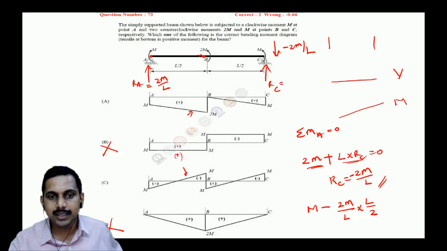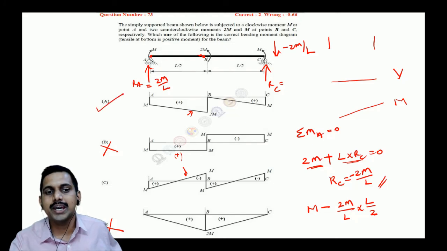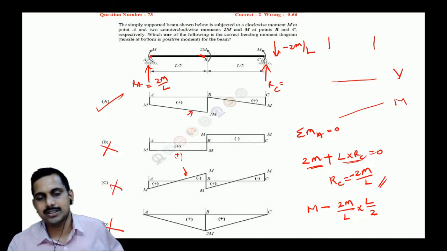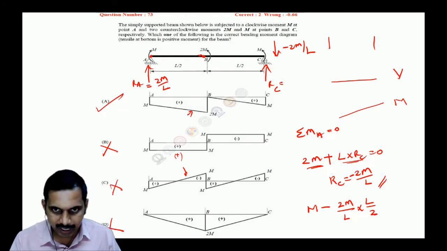So what is happening here? This is sagging only. It is increasing. So A is the answer. Correct. So this is not the answer. Easy, students. Any other doubts you have?